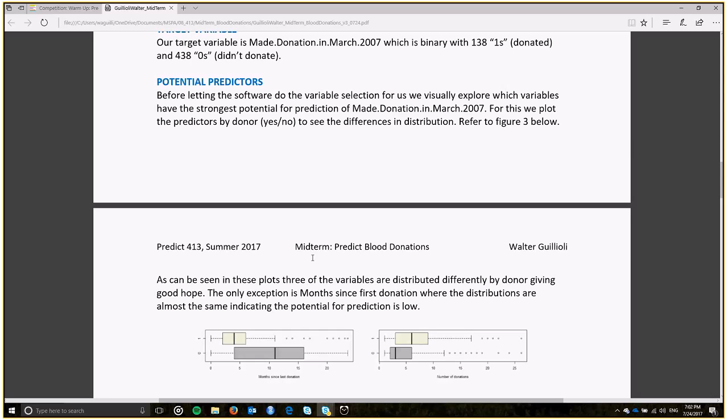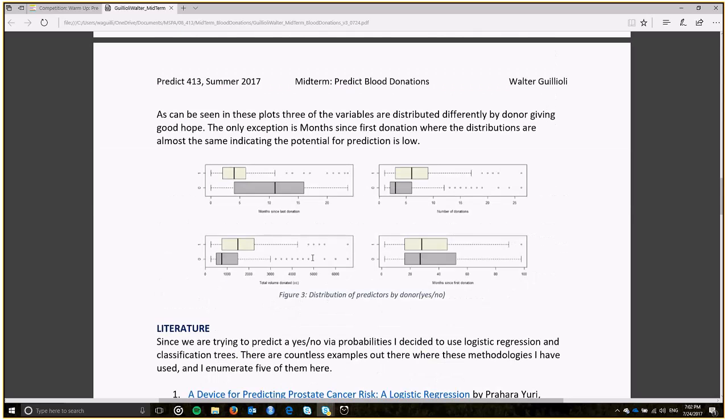Before letting the software pick the variables, which is something you can do for the model, I always like to explore the data and just get an idea of which of these variables are good potential predictors of the target variable. So usually what I do is these box plots here of my 4 predictors, and I slice them by donor, yes or no. In essence, if I see big differences in the distributions, that gives me a good indication that the variable will help predict, or will help my model.